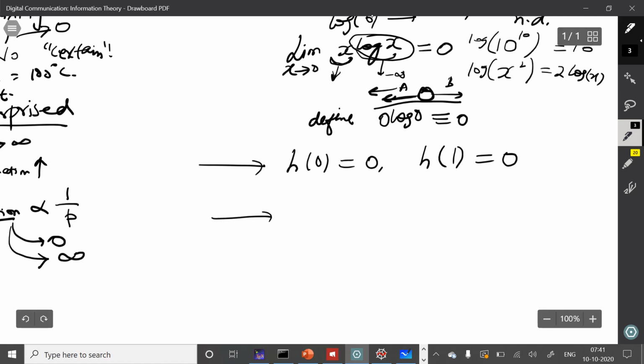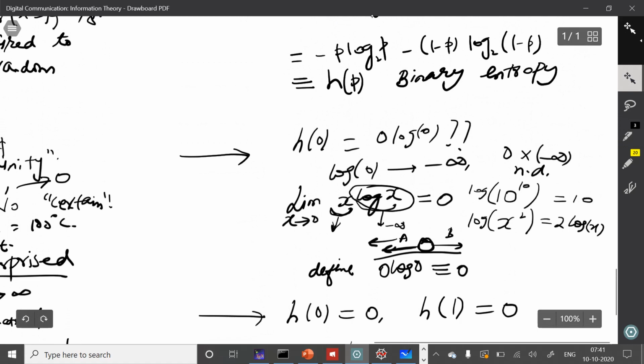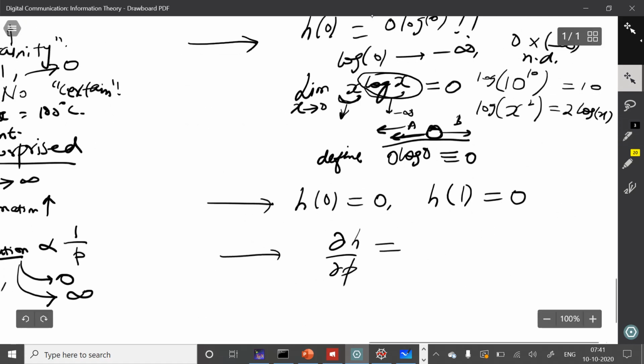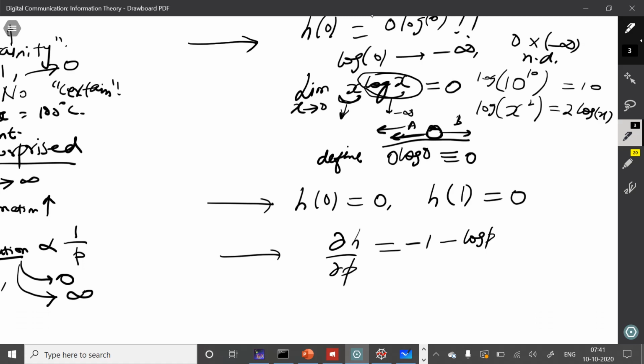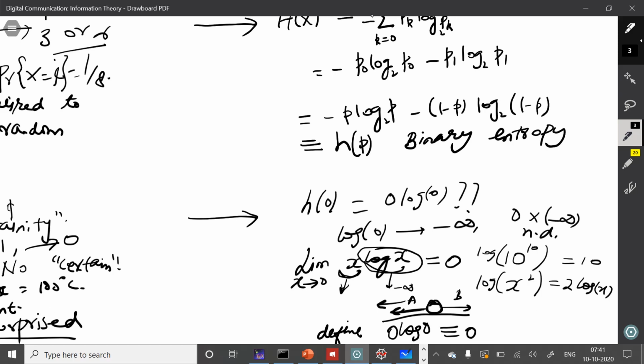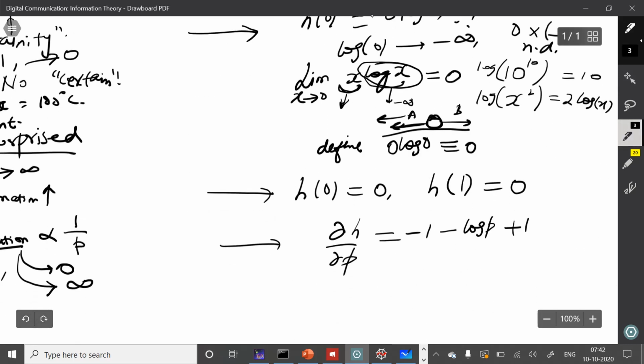Now what about its nature? We have to find the differential of this, so del h upon del p. When you differentiate it, you get minus 1 times the derivative of log p, then minus log p, then 1 minus p log to the base 2 of 1 minus p. The 1 minus p term will go, and due to the internal derivative it will be plus 1, and then plus log of 1 minus p.